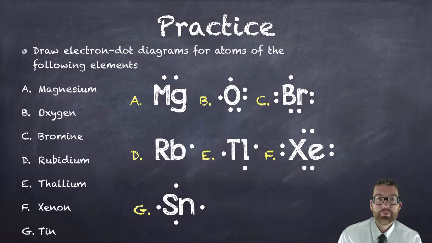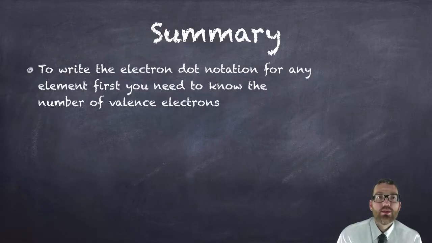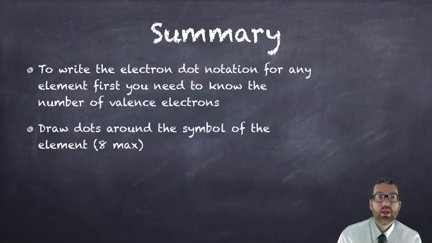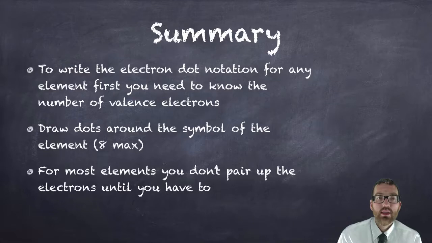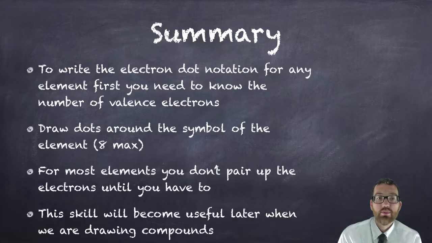How'd you do? Hope you did good. It's not too hard, is it? So, to write an electron dot notation for any element, first you need to know the number of valence electrons, and you should know 3 ways to do that. Most easily, though, its position on the table or its configuration in the lower left-hand corner. You then draw dots around the symbol of the element, 8 max, and for most elements, you don't pair up the electrons until you have to.